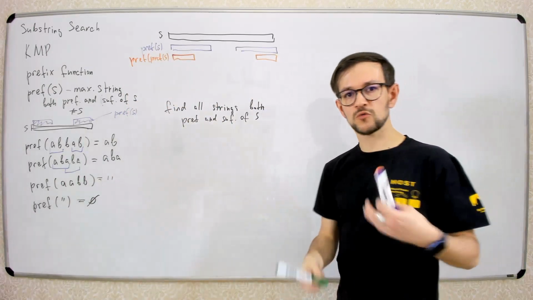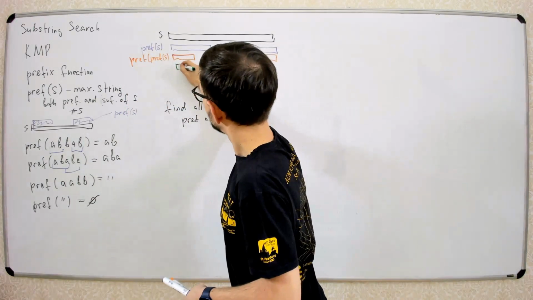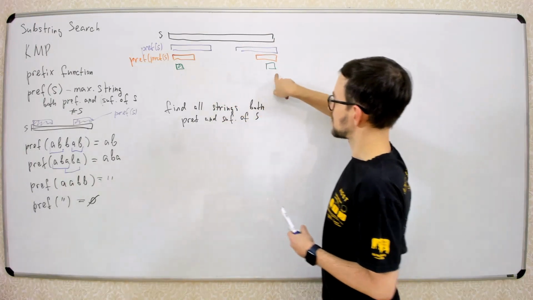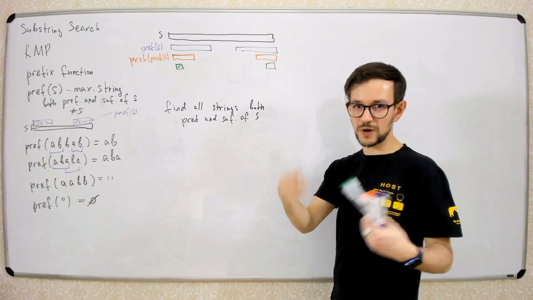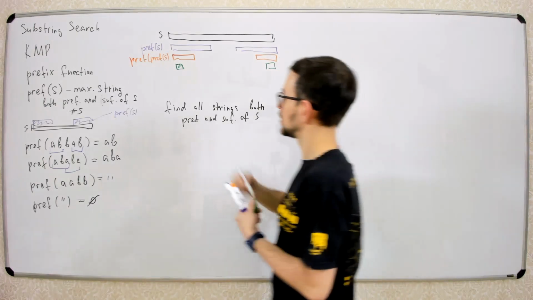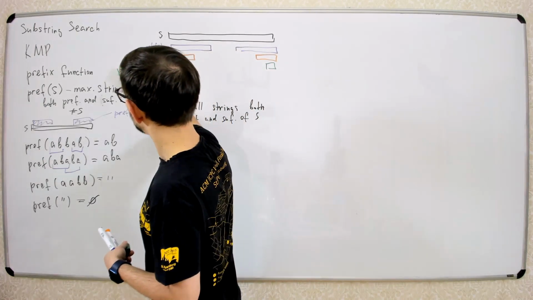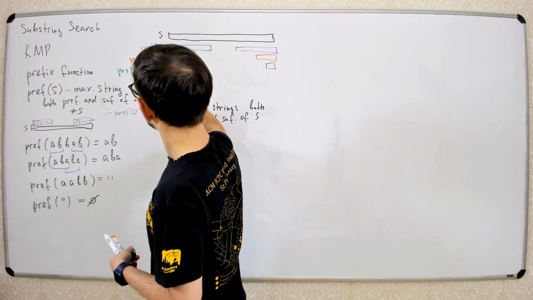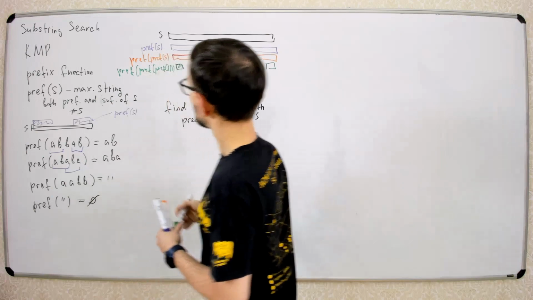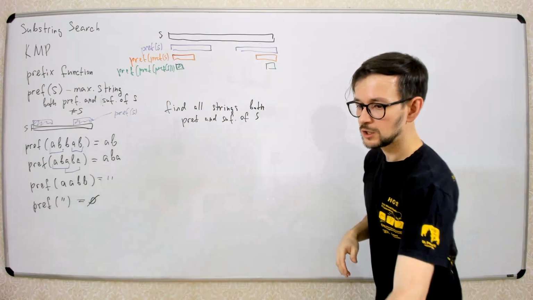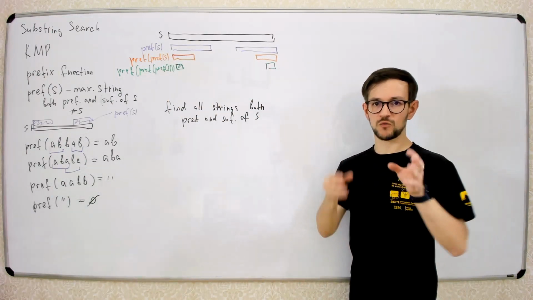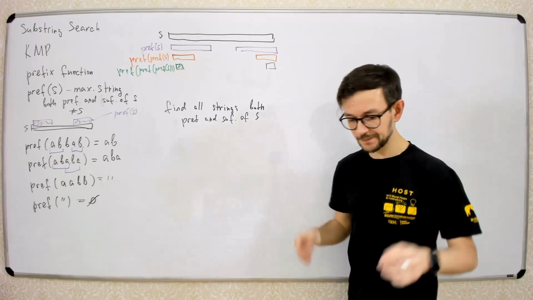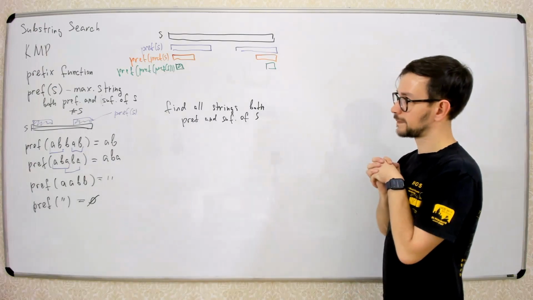And so on. If you want to find the next string, again, it will be the prefix of this one and suffix of this one. So it will be pref of pref of pref of s, and so on. You just continue to apply this prefix function, and you will find all the strings which are both prefix and suffix of s. Nice. That's how we do it.